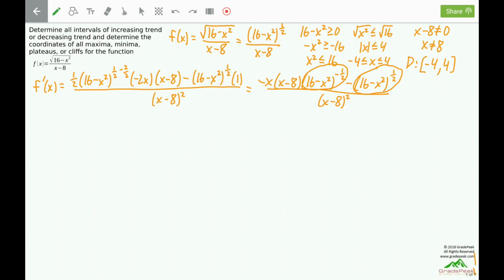We can factor out the lower power of the two. We have a negative 1/2 power and a positive 1/2 power. The lower is the negative 1/2 power. So in the next step, we will be factoring out a negative 1/2 power. So we have a 16 minus x squared to the negative 1/2 power.